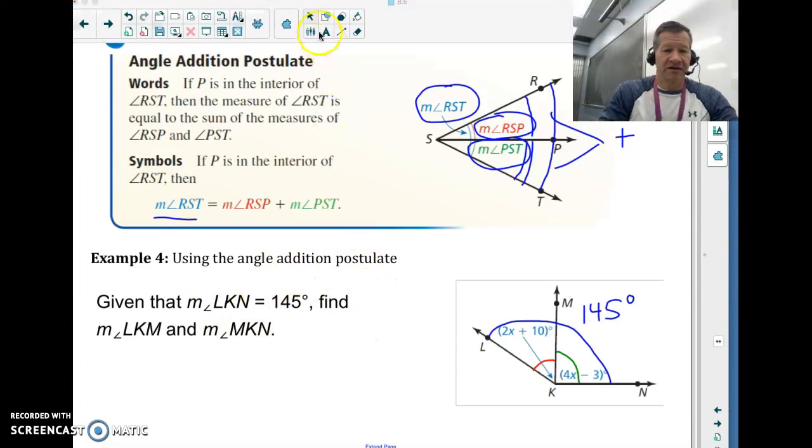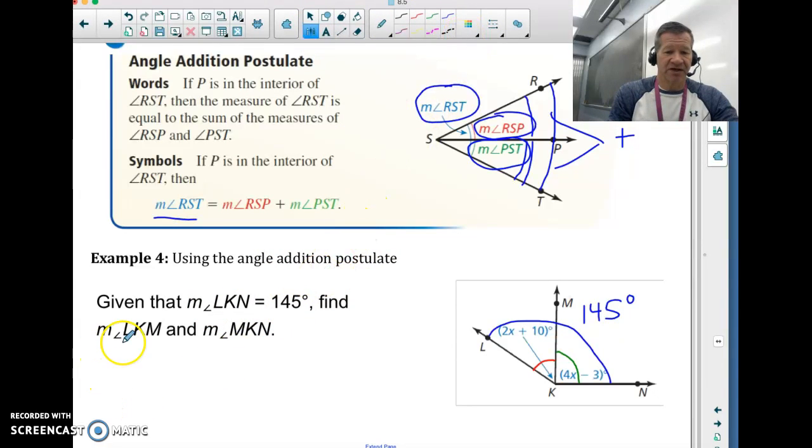So using the angle addition postulate, what I'm going to do is take the two smaller angles. So this red angle is 2x plus 10. And to that, I am going to add this green angle, 4x minus 3. And that should add up to equal the entire angle LKN, which is 145 degrees.